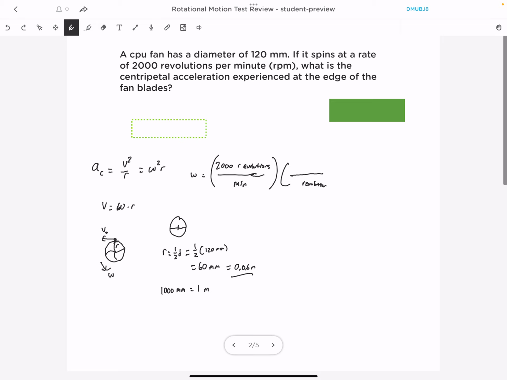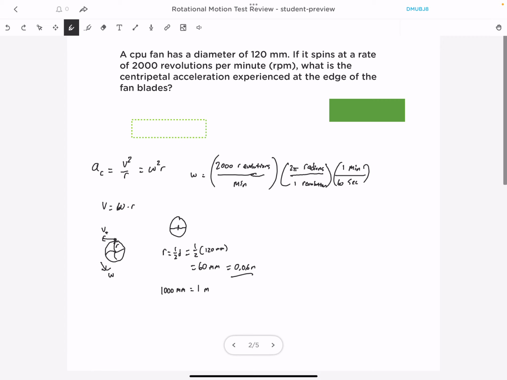And I know that the relationship between revolutions and radians is that for every 1 revolution, there are 2 pi radians. So a full circle is 2 pi radians, and obviously, if you go around the circle once, that's a revolution. So this is the conversion factor. And then the other conversion factor, we have to go from minutes to seconds. Now, keep in mind, minutes here is in the denominator, so I'm going to need to put minutes up here in the numerator when I'm converting. And I need seconds. So I know that for every 1 minute, there are 60 seconds.